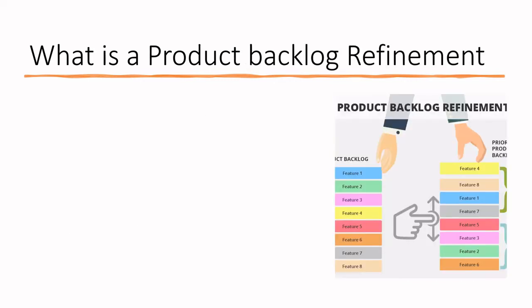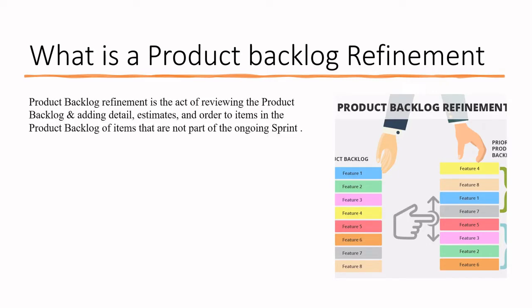What is a product backlog refinement? Product backlog refinement is the act of reviewing the product backlog items to make them clearer, adding more detail, making them more estimable, and ordering the items which are really needed in the market in the product backlog. And the main thing is that these are items not part of the ongoing sprint. Ongoing sprint, I'm stressing it again.